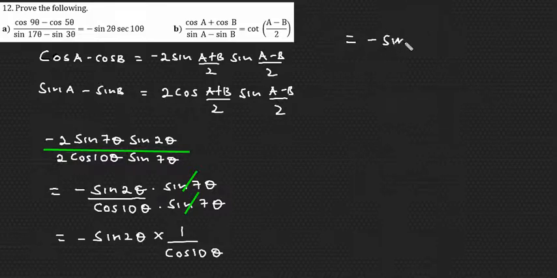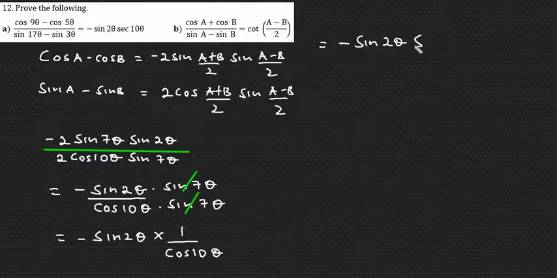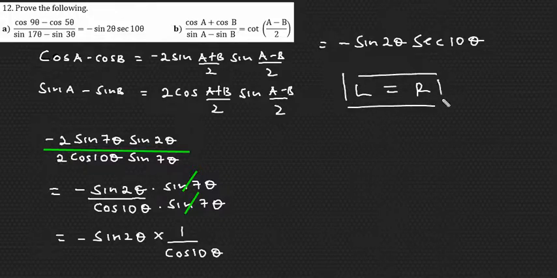negative sine 2 theta then sec. 1 over cos is sec, so we shall write sec and the angle is 10 theta. Hence the left hand side is equal to the right hand side, and that is the proof, and we have showed it. Alright, wonderful. Let us go to part B.